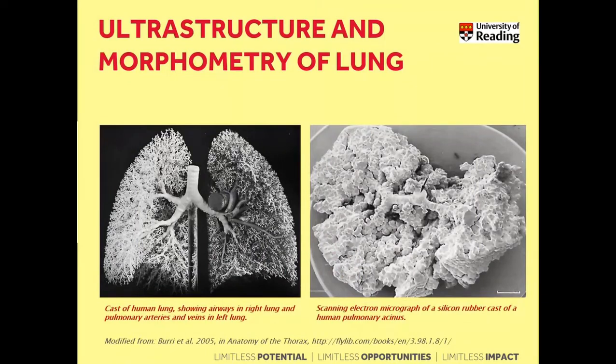I'd like to add these two pictures here to show you the morphology of our lungs. So if you take a look at the cast of human lung here on the left-hand side, you have a structure that shows you the airways in the right lung and the pulmonary arteries and vein in the left lung here.